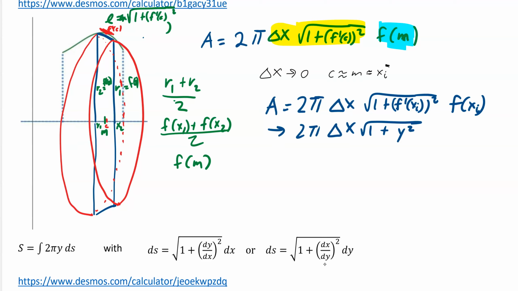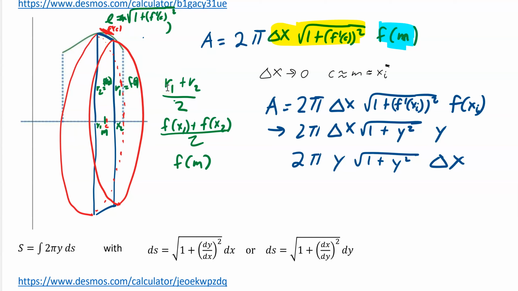So y squared, y. So if I rewrite it, I get 2 pi y square root 1 plus y squared delta x. And if you look down here, that's what we have for our surface area. So it's the integral of 2 pi y ds. And what ds is, 1 plus dy over dx squared, or dx over dy squared dy. If you remember before, when we did our distance, it doesn't matter if you're plugging in an x value or if you're plugging in a y value.